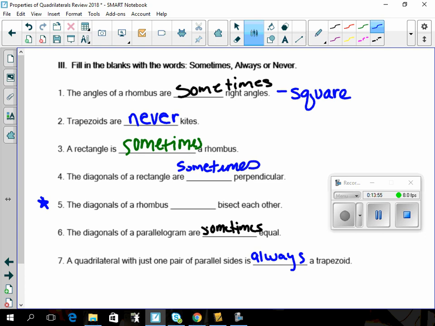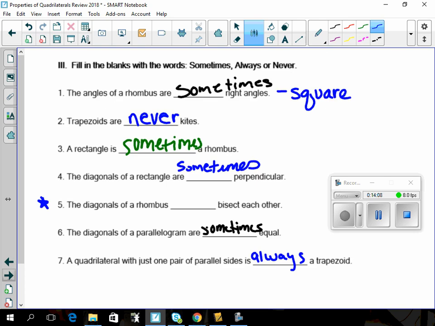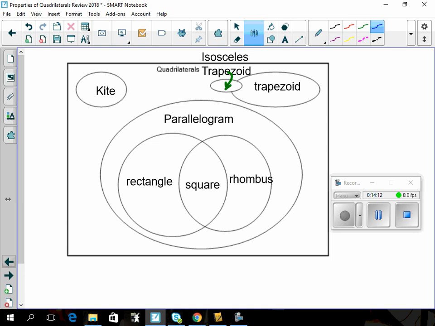If we look at number 2, trapezoids are never kites. Also true, if we look at our Venn diagram, trapezoids and kites do not touch. They're never kites. If we look at number 3, a rectangle is sometimes a rhombus. If I look at rectangle and rhombus, what is the special case where that sometimes happens? A square again.